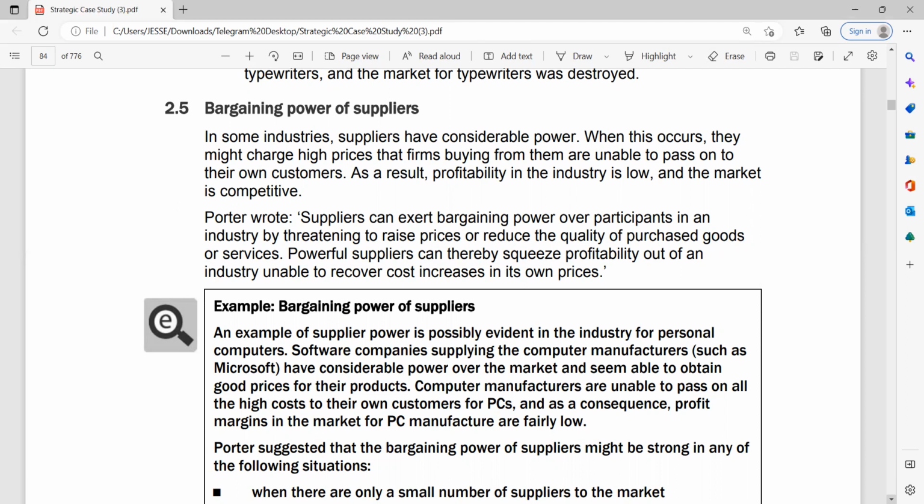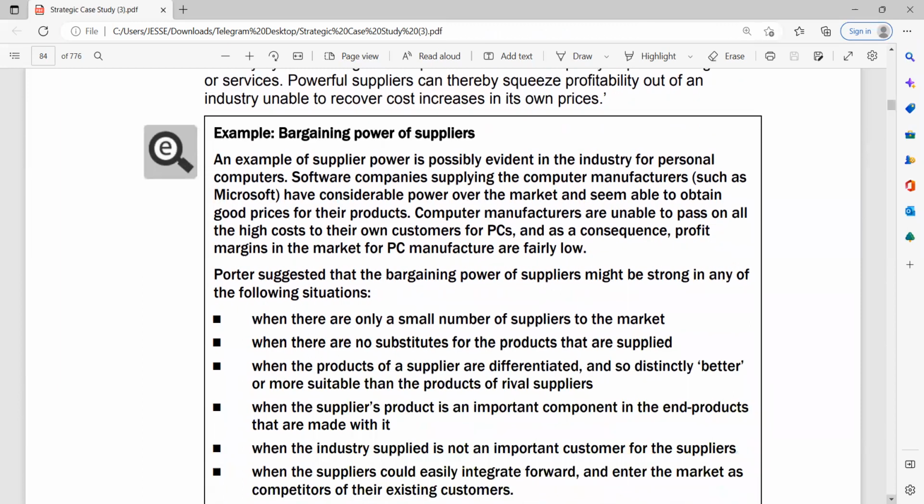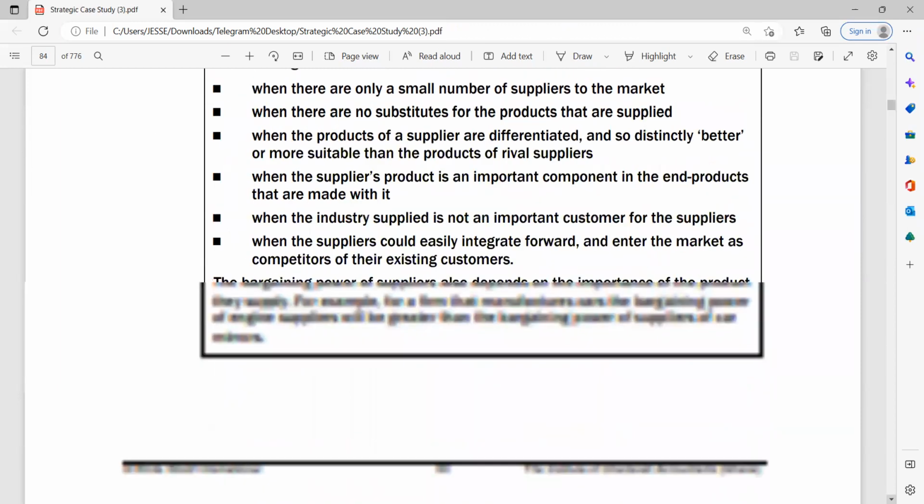Suppliers can exert bargaining power over participants in an industry by threatening to raise prices or reduce the quality of purchased goods or services. Powerful suppliers can thereby squeeze profitability out of an industry, unable to recover cost increases in its own prices. So you see, if a supplier has power, they can just increase their prices.